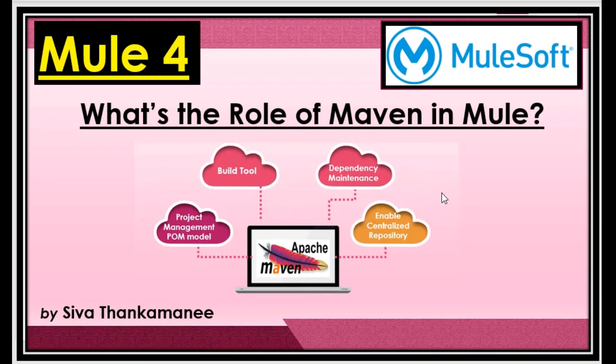We all know MuleSoft uses Maven just for build and deployment purpose. And let's see the different roles being played by Maven here. So it's used as a build tool, and it's used to maintain the dependencies, and it also manages the POM model by maintaining different dependencies and different project requirements under POM. And Maven also serves and enables a centralized repository for us to maintain.